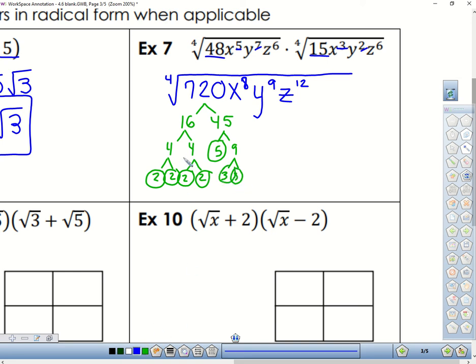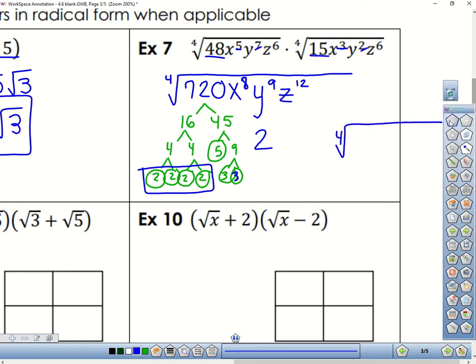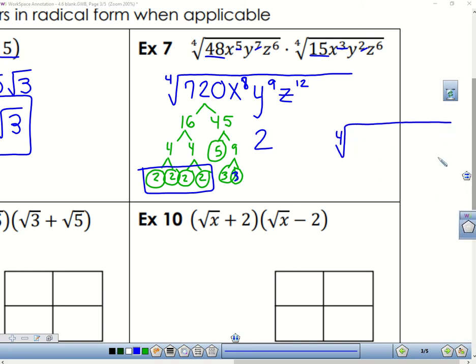So do we have any pairs or groupings of 4? Which one? The 2's only. Everything else didn't get grouped up. This is a 3, by the way. So what gets to leave the radical is the 2, because it got grouped up, so it gets to leave. I'm leaving myself space for the rest of the terms. And then what has to stay behind inside the radical?